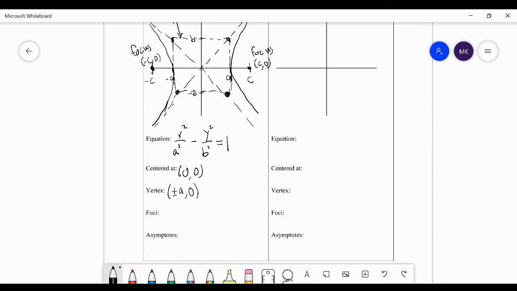Our foci, those points, are similar to parabolas and ellipses, right? We have these foci and they work similarly. That's plus or minus c. We'll talk about how to get those equations, comma 0.